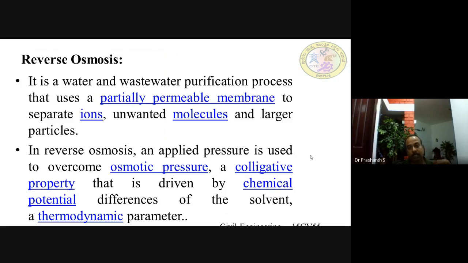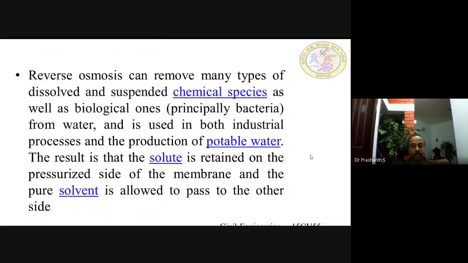Reverse osmosis can remove many types of dissolved and suspended chemical species as well as biological ones from the water, and is used in both industrial processes and the production of potable water. The result is that the solute is retained on the pressurized side of the membrane and the pure solvent is allowed to pass to the other side.